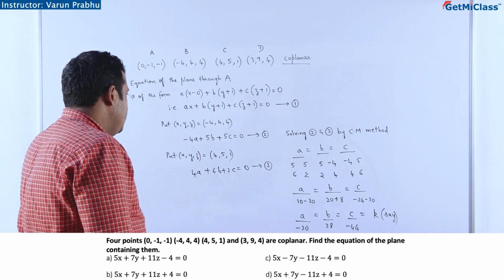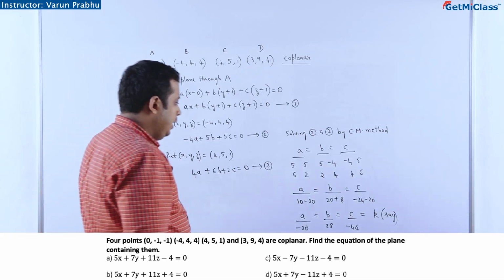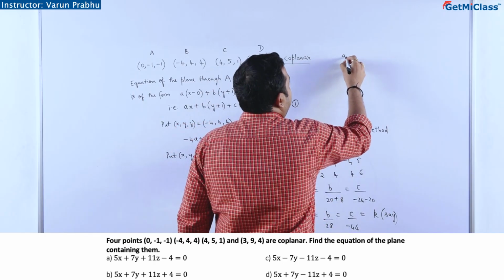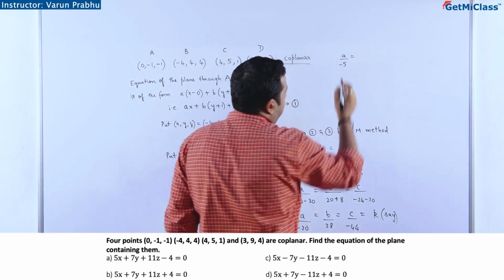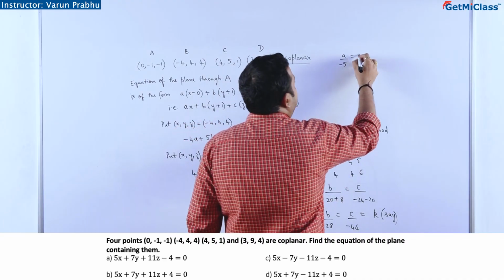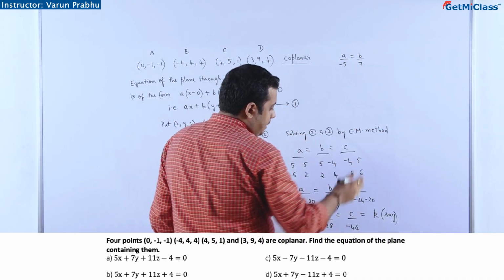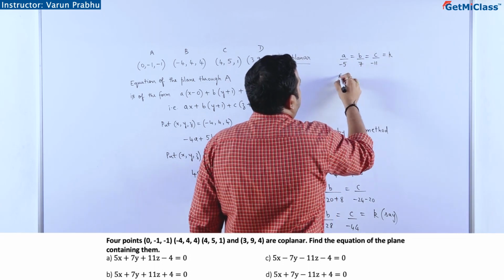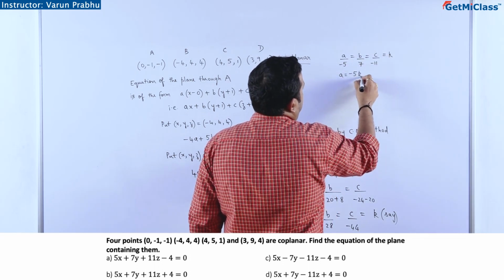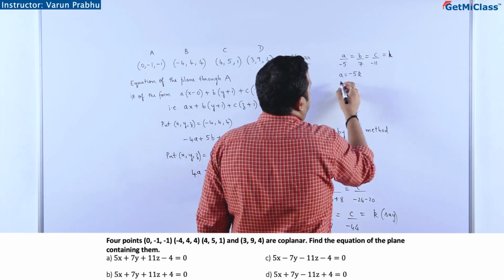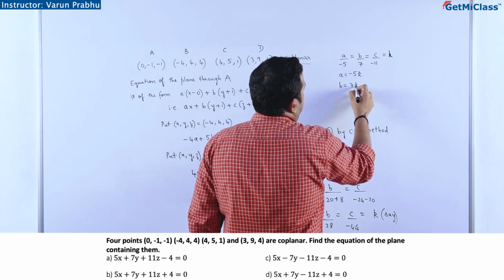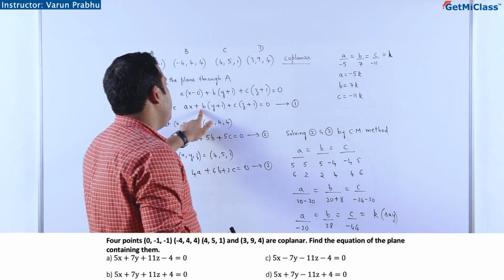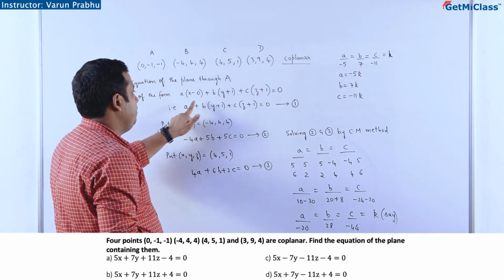So what will be your answer here? You can see clearly that 4 is common, right? So A divided by minus 5, that is equal to B divided by 7, that is equal to C divided by minus 11, is equal to K. So I can say A is equal to minus 5K, B is equal to 7K, and C is equal to minus 11K, correct? Substitute that value here now. Is it okay?